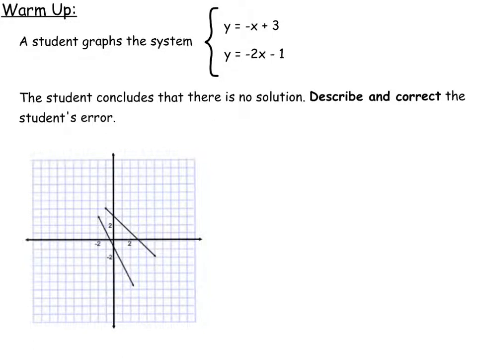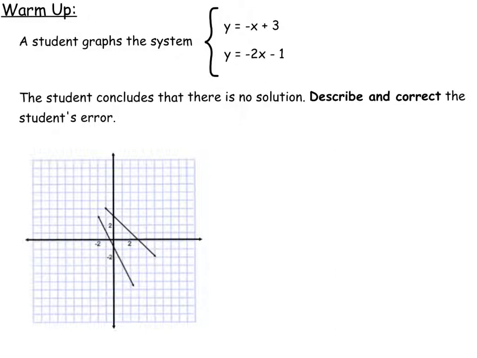So to begin this warm-up, it says, a student graphs the system, y equals minus x plus 3 and y equals minus 2x minus 1. And the student says, but by their graph, which is pictured down below, there's no solution. However, that's incorrect. And your job is to describe and correct the student's error.